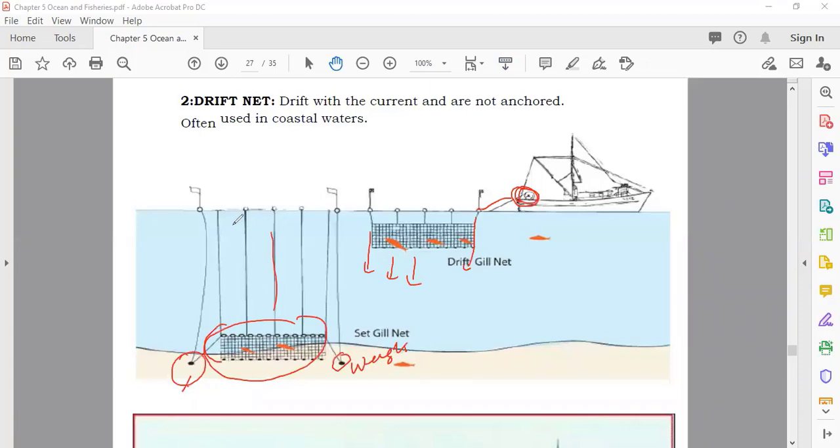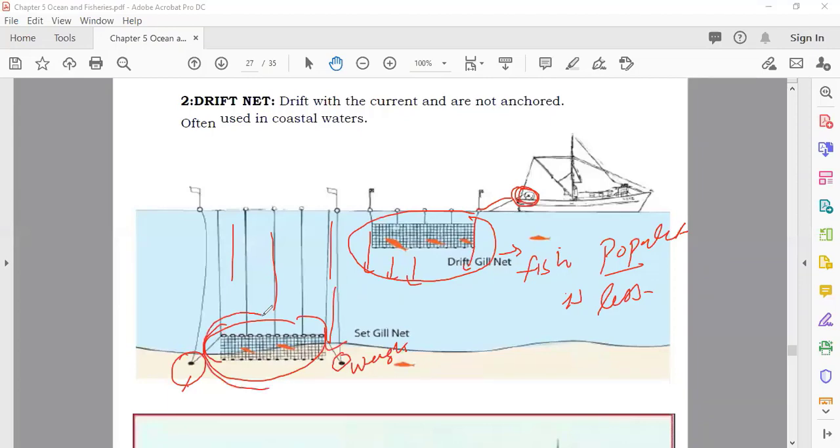And the ropes are going down. And when it reaches, why are they sending it down? Because at the surface, you will not find much fish. The fish population is less here. As you go a little bit deeper, you will find more fish there. So that is why they are lowering it down.